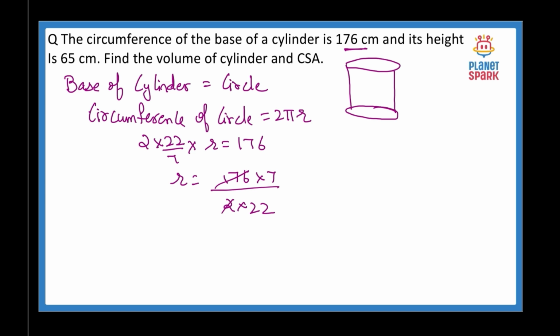So, 2 into 22 upon 7 into r is 176. 7 would be multiplied on the other side, 22 and 2 would be divided. So, I would be left with radius is equal to 28 centimeter. Now, let's put the values in the formula and find out volume and CSA.